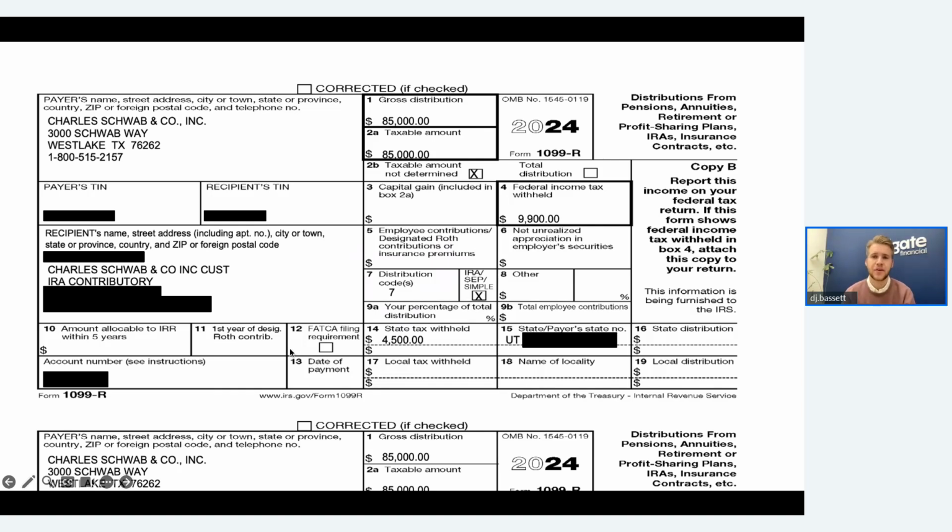Key sections to highlight, it's pretty simple. Box number 1 at the top, the gross distribution, that's how much was taken. And then you'll see below it 2A, what's the taxable amount? Which portion of it is taxable? And so it'll look different if you're pulling money from different sources here. Now, again, in this case, you can tell it's a traditional IRA because the full amount is taxable.